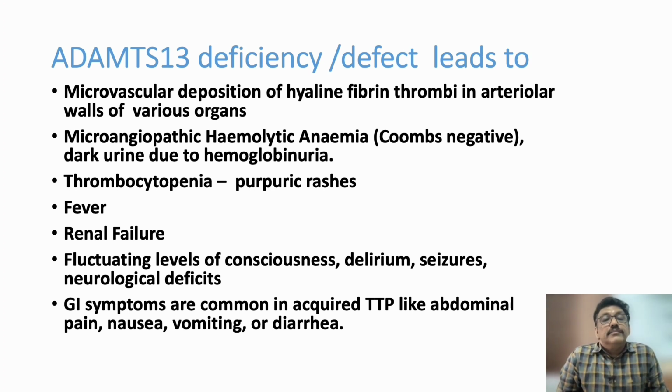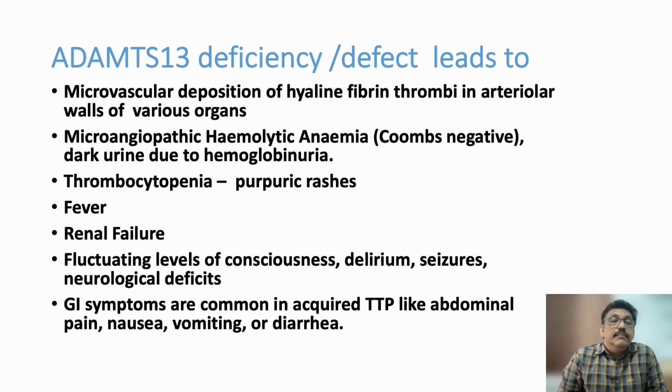This deficiency of ADAMTS13 in TTP can produce microvascular deposition of hyaline fibrin thrombi in the arterial wall and various organs. Microangiopathic hemolytic anemia that is Coombs negative, meaning it is not immune mediated, leads to hemoglobinuria, so your urine will be cola colored. Whenever platelets are low, whether it is ITP, dengue or TTP, the patient develops purpuric rashes all over the body. Whereas in Henoch-Schönlein purpura, which you saw on the first slide and which is also a vessel wall disease, the purpuric rashes are only in the lower limb.